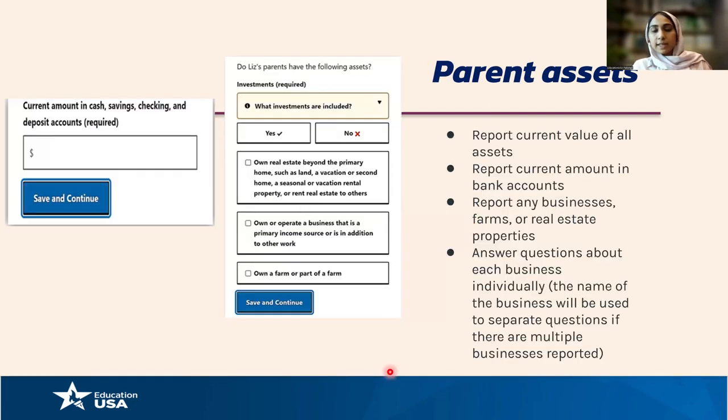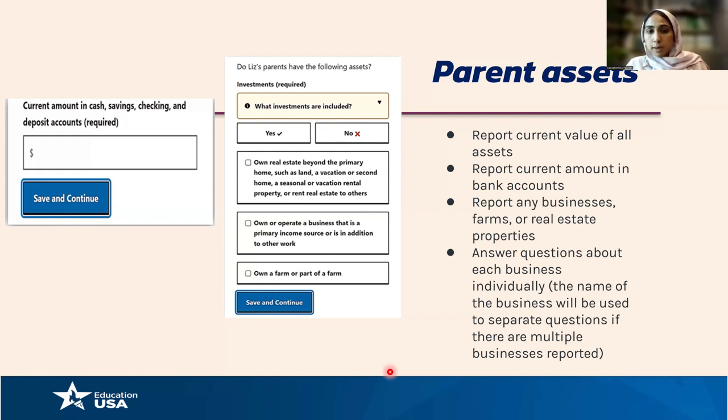Parent assets, again, something very important, which your parents will help you with. So report your current value of all your assets. So like I mentioned before, when it comes to the house, you can report the current value, but make sure you don't showcase it as an asset that can be sold to pay for your education.